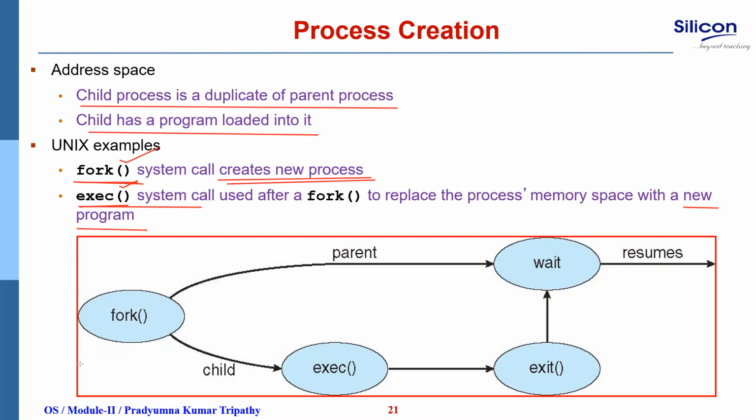So see over here, a fork system call is being made. The parent is executing. It may go to the wait state and it may resume. With the fork system call, the child will be created, and in the child I may execute a new program by calling this exec system call. Child will finish its execution, then the parent has to wait till that time.